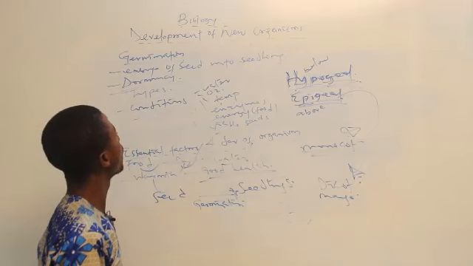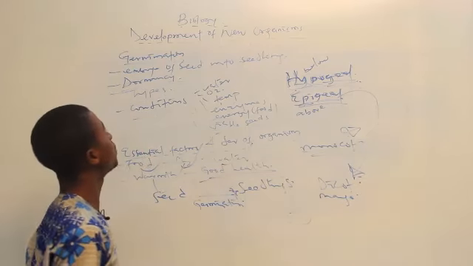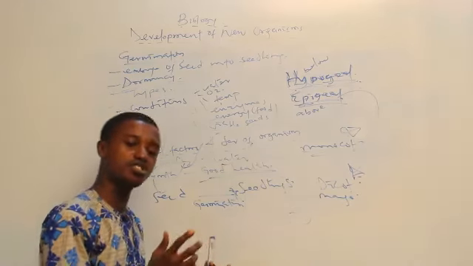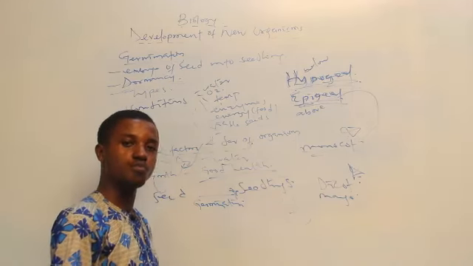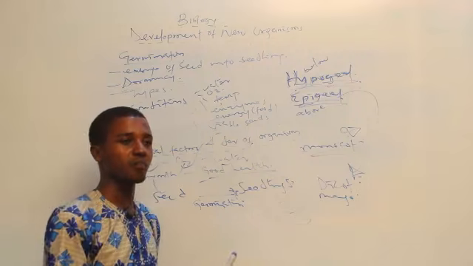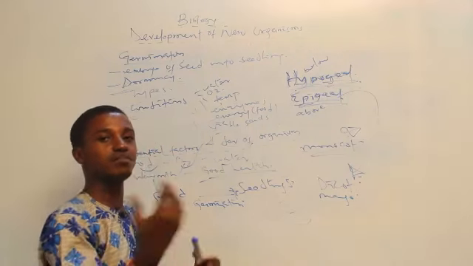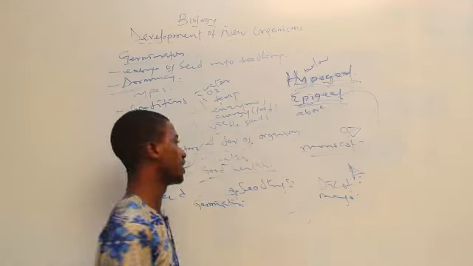Okay? So now, we're going to be looking at development in animals. Starting from the womb stage, we're going to be looking at the placenta, the uterus, the embryonic membrane, amnion, allantois, everything we're going to be looking at.